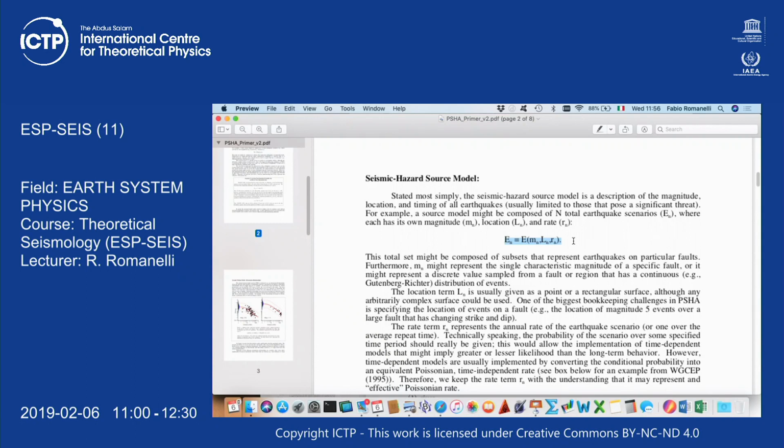Now, what do we have here? Well, we have a set of sources, as we have seen, with different magnitude, with different position with respect to the site, and different rate. That's the Gutenberg-Richter in some way. That's our set of sources.